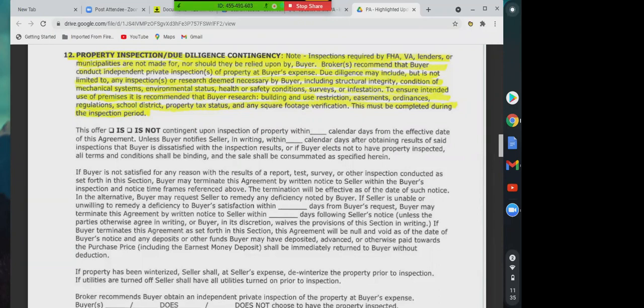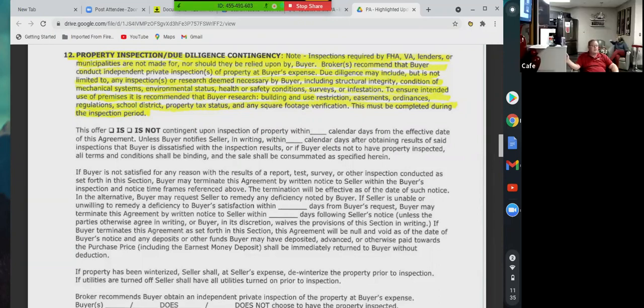The buyer. The buyer does. The seller can say all they want, but I'm not going to do it. And that's fine. But the buyer then has the opportunity to say, you know what? I'm going to move forward with the transaction. That's why it's written the way it is, you guys.